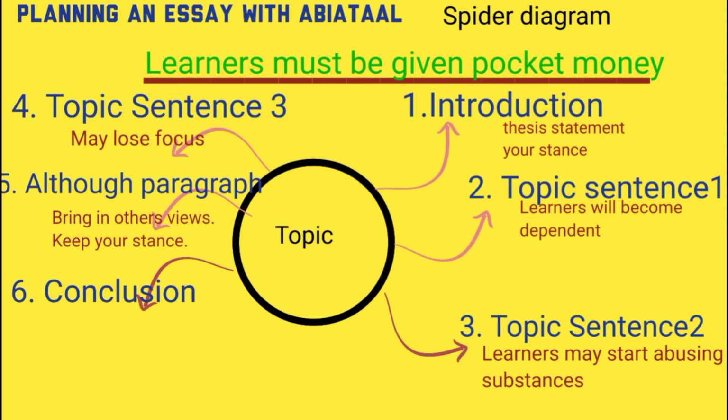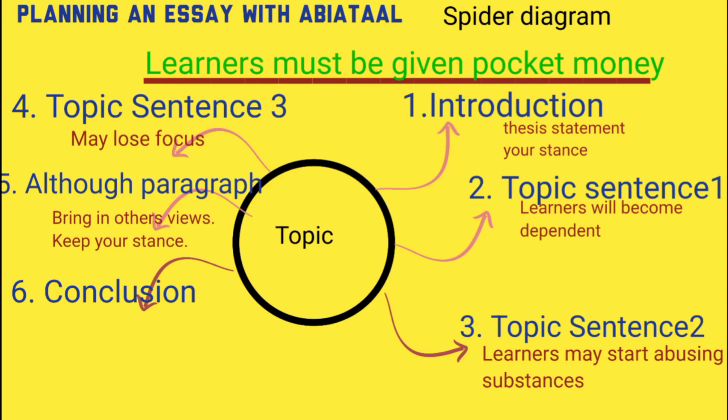So today I'm against this topic, but I will not forget that I am a good learner. I have my title there. Learners must be given pocket money. That is the title I am given. I'm not going to change it. I copy it onto my paper and I underline it. Then I go to my introduction where I am going to give my thesis statement with the clear stance. In the introduction, this is where now you change the topic to suit your side.